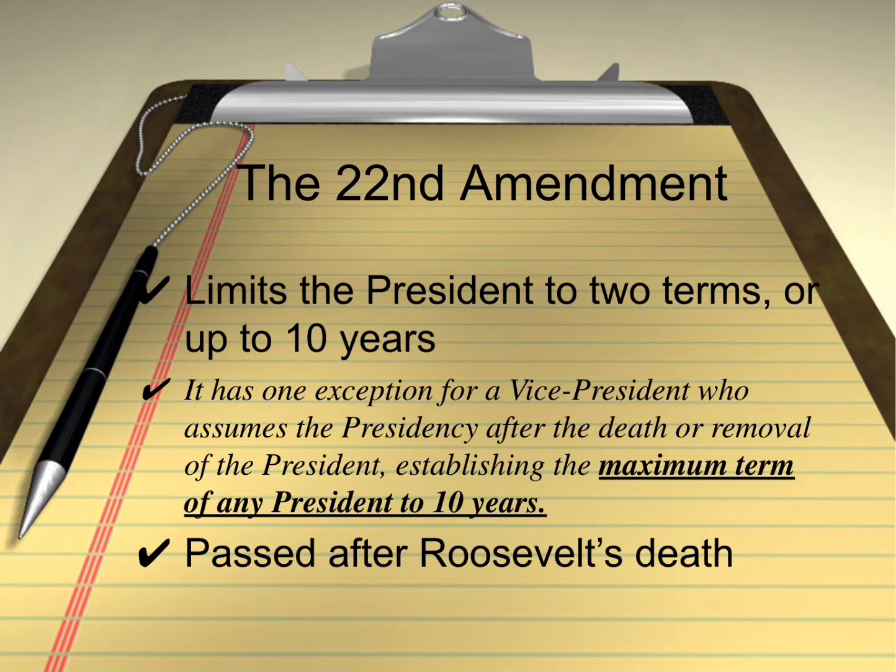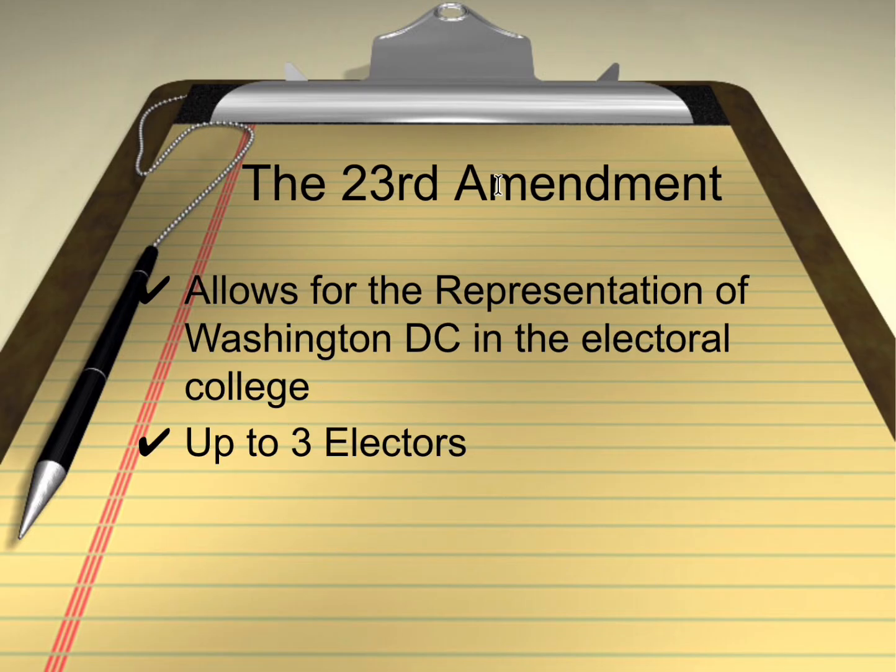The 22nd Amendment limits the president to 2 terms, or up to 10 years. It has one exception for a vice president who assumes the presidency after the death or removal of the president, establishing the maximum term of any president to 10 years, passed after Roosevelt's death. The 23rd Amendment. It allows for the representation of Washington, D.C. in the Electoral College, up to 3 electors.